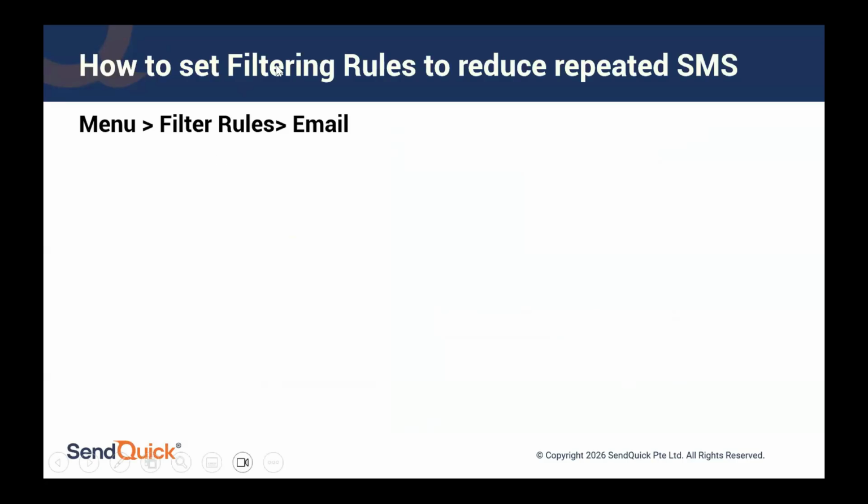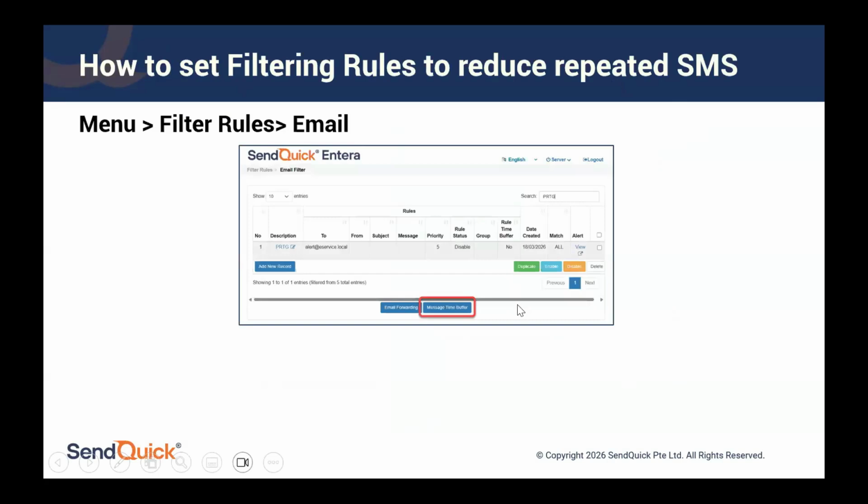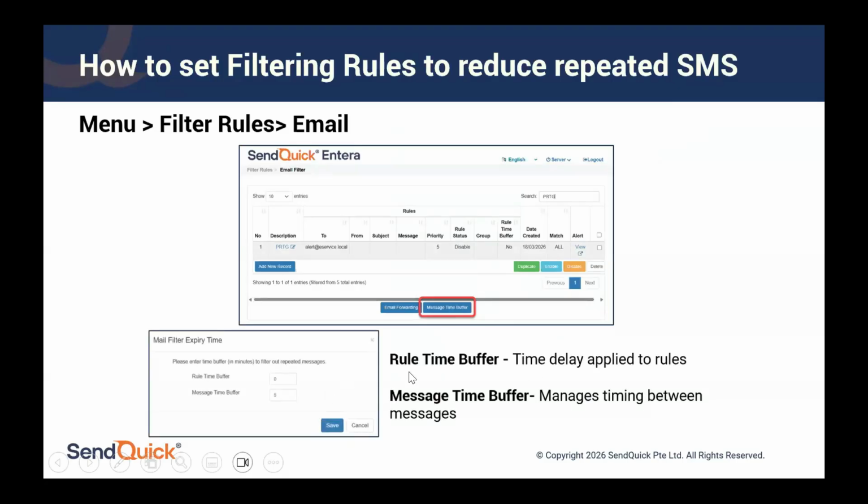So we'll cover how to set filter rules to reduce repeated SMS. This is a recap of how you're going to set this. Then for this, we have the management time buffer. This will help you to reduce the number of alerts. We have the rule time buffer, and the message time buffer. This will help you to reduce the number of fatigue alerts.